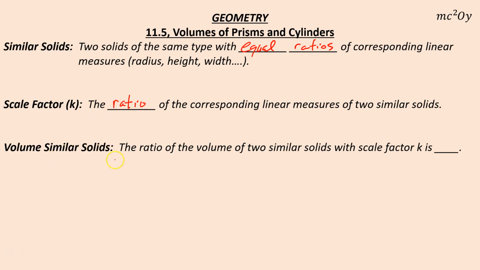When you're dealing with volume of similar solids, the ratio of the volumes of the two similar solids with scale factor K is K to the third power. And the best way to think about this, volume is measured in cubic centimeters, cubic feet, whatever measure you're using there. And so when you're using a scale factor, it's cubed. Just like area for similar solids would be squared because you're measuring in square feet. And if you're just dealing with linear measures like length, it's just K to the first power.